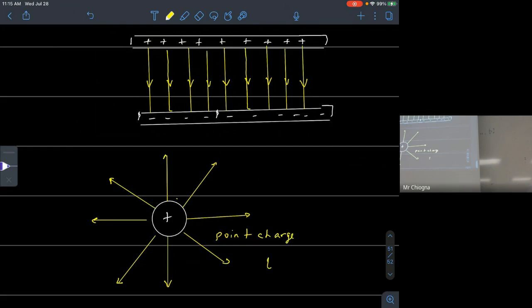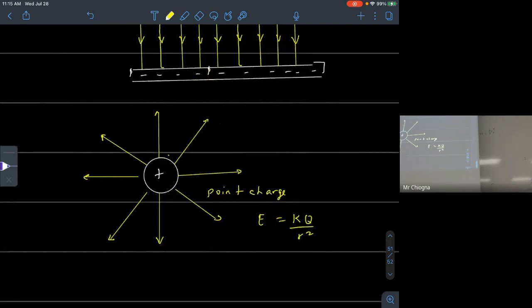The field is given by this. That's the electric field. The electric potential is given by this. Notice what's similar in both: there's an R, in this case an R squared, in this case an R in the denominator. What does that refer to? That refers to the fact that as you move farther and farther away, the field gets weaker. That's why we have r and r squared in the denominators.